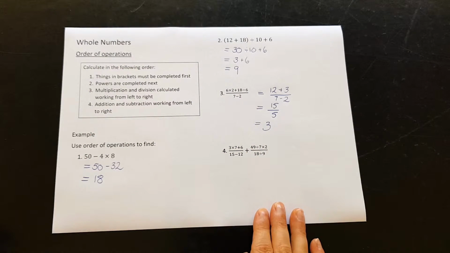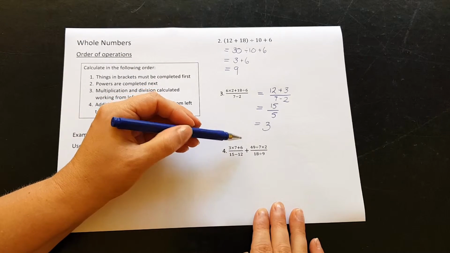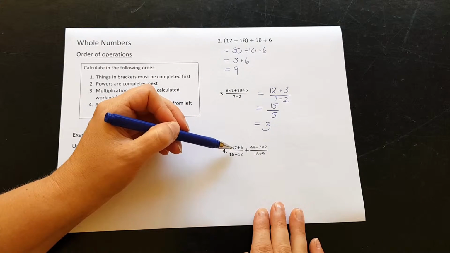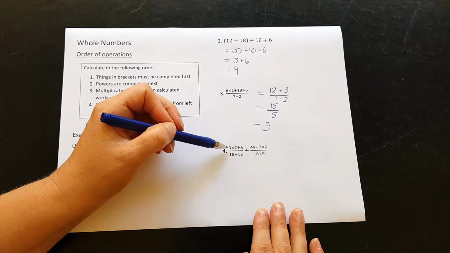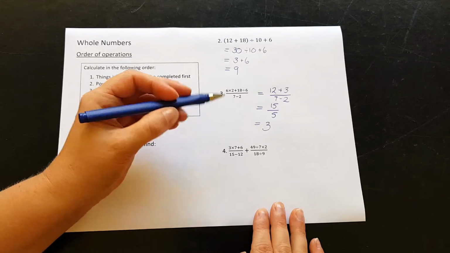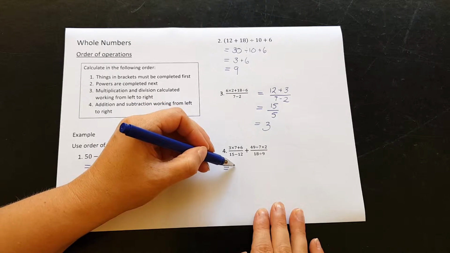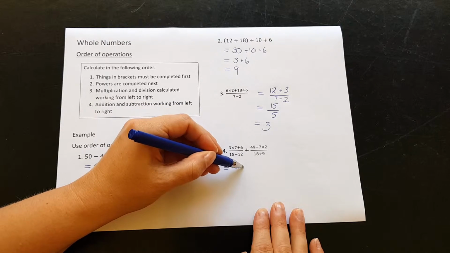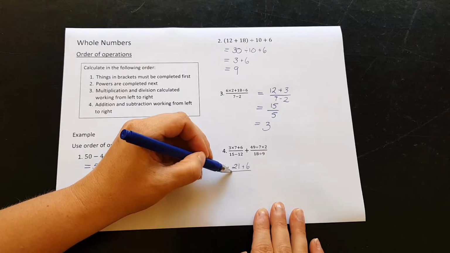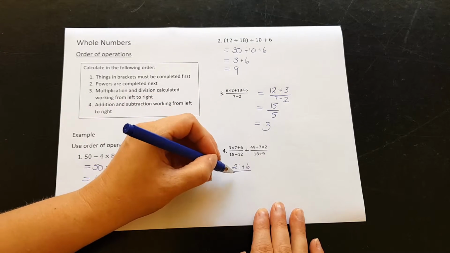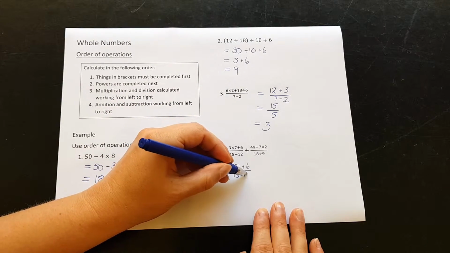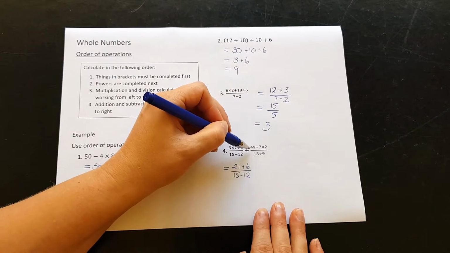Question 4. In each fraction, we want to simplify it as much as we can first. So we have multiplication and division signs in here. So let's start over here. 3 times 7 is 21. The plus 6 we'll save for the next line. And 15 minus 12 we'll save for the next line. We'll save the addition and subtraction for the second line.